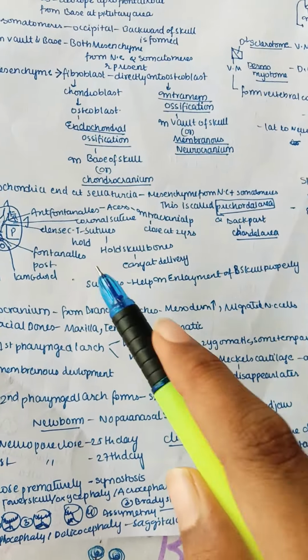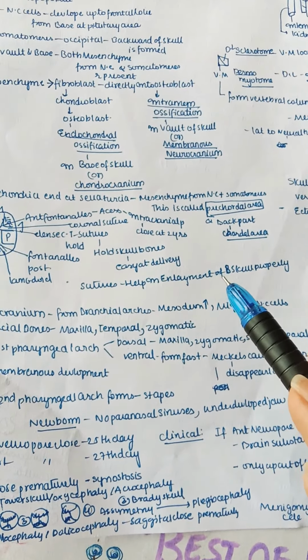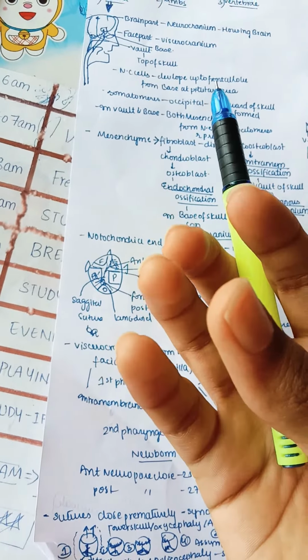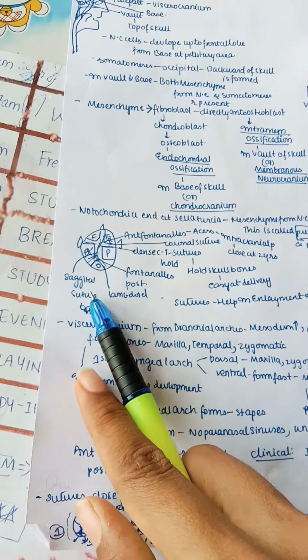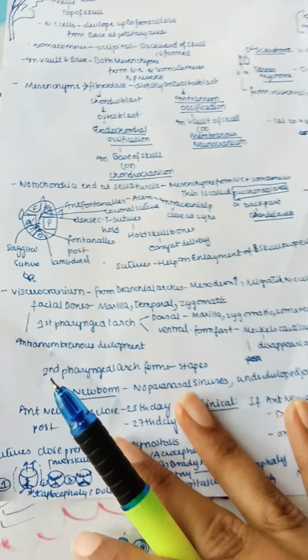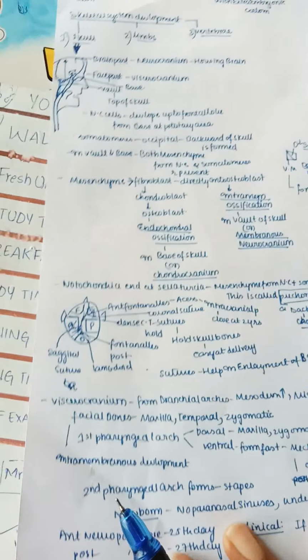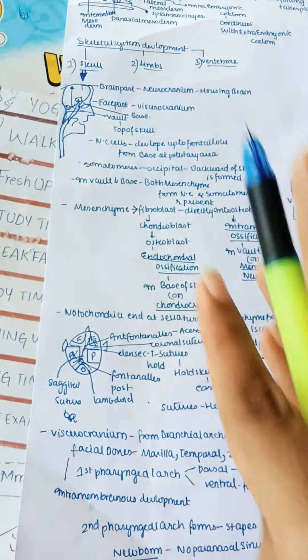So what is the main function of these sutures? It helps in the proper enlargement of the brain in the skull, because as the brain enlarges, these bones also need to move further, and finally they fuse properly. So these are the sutures which help to expand the skull or brain. So next, coming to viscerocranium. Now we have completed our neurocranium, that is our brain part. Now let us see the face part, what happens.